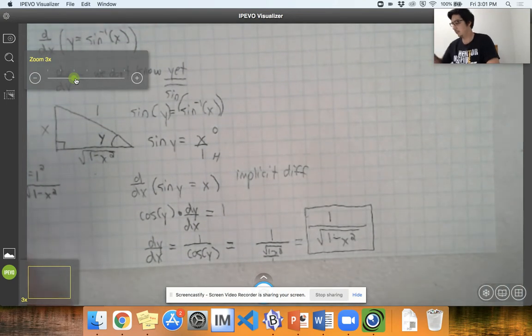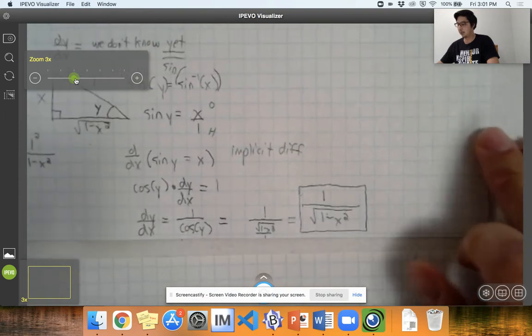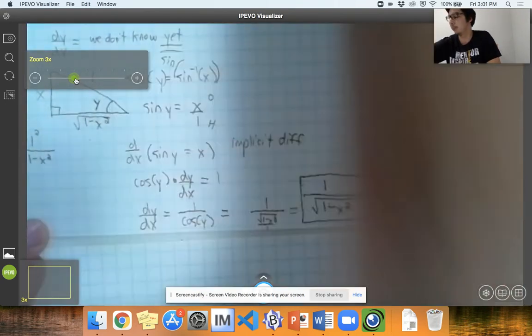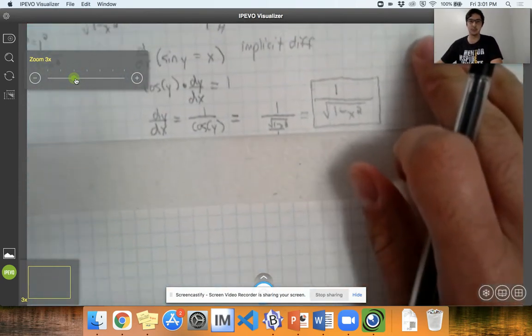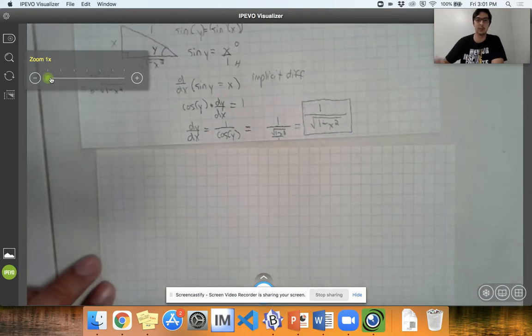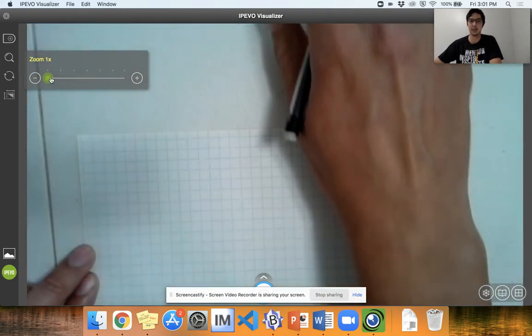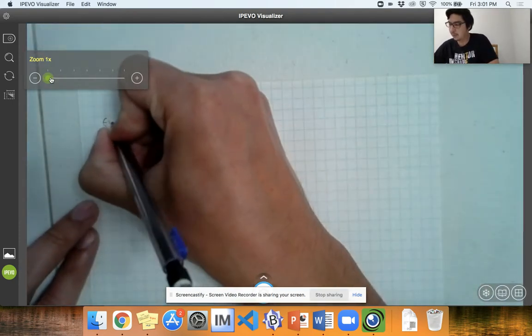Let's look at the next one. Let's see how this works. All right, so I'm going to push this up. I'm going to resume, and I'll write bigger because I want to be able to fit more on the screen. All right, let's look at example 2.